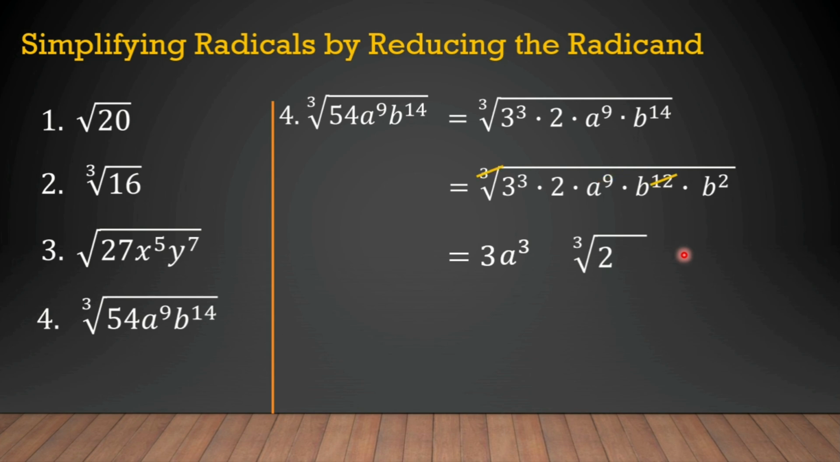12 divided by 3 is equals to 4. So, b raised to 4. Tapos, itong b squared ay remain lang siya dito sa loob ng radical sign. So, since ang exponent niya is mas maliit kaysa dun sa index, so ibig sabihin, nakasimplify na siya. So, therefore, yung simplified form nito ay 3a cube times b raised to 4, the cube root of 2b squared.